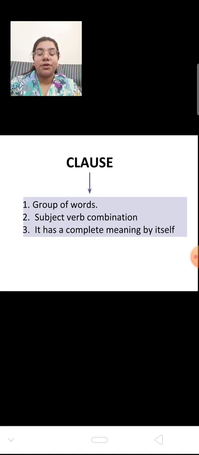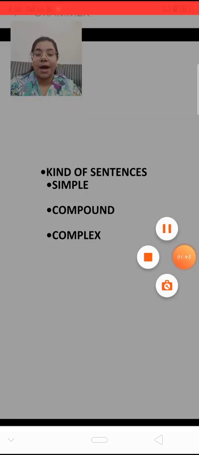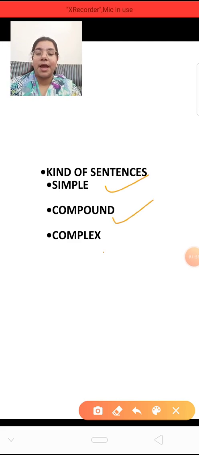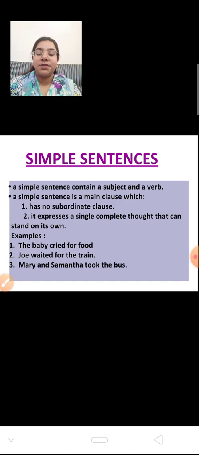And on the basis of clauses, we have kinds of sentences. How many kinds of sentences are there? There are 3 kinds of sentences. They are simple, compound, and complex. And we are going to study them one by one. So let us begin with that. The first one is simple sentences.